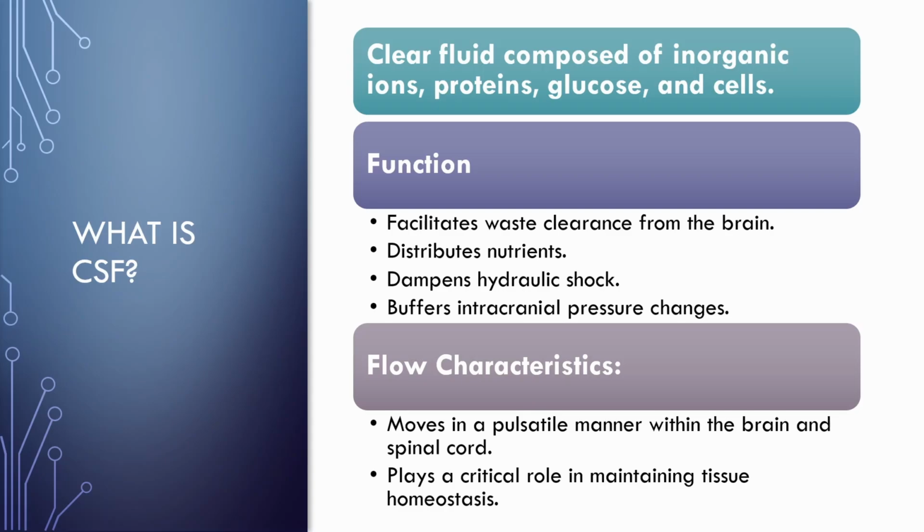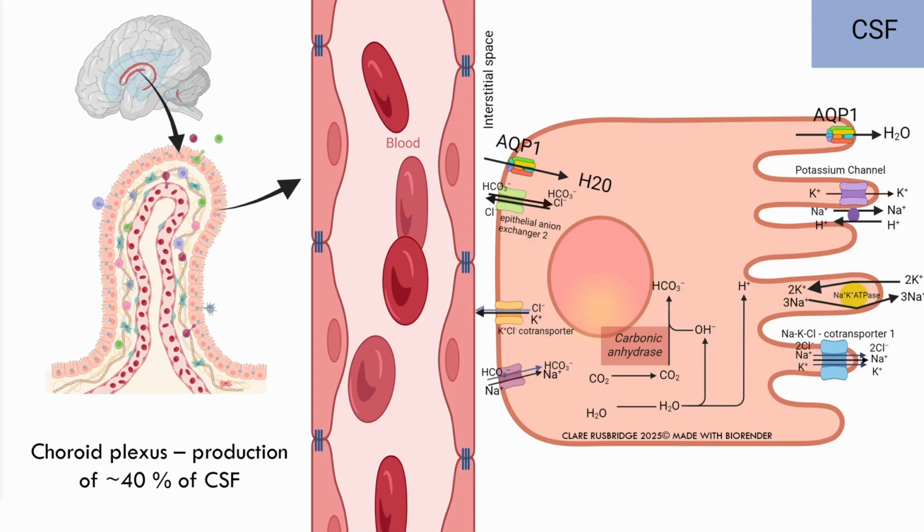And the CSF moves in a pulsatile manner within the brain and the spinal cord, depending on various pressures such as gravity, the systolic pulse, the pressures in the chest associated with breathing, and the distension of the epidural veins. And it maintains a very critical role in ensuring tissue homeostasis.